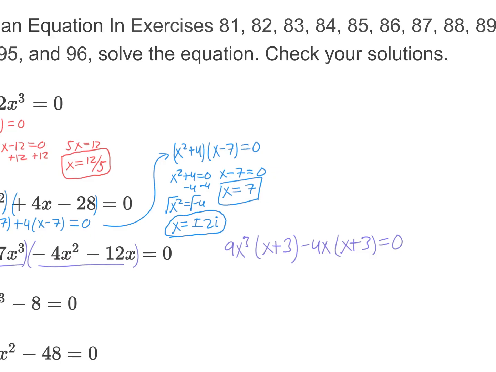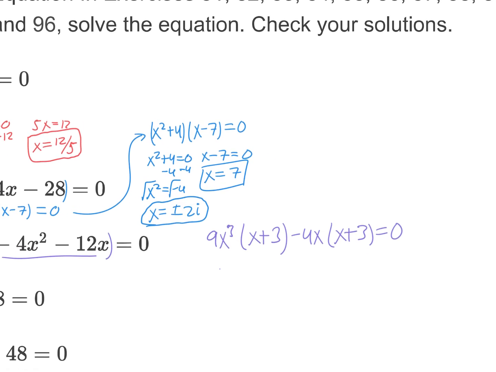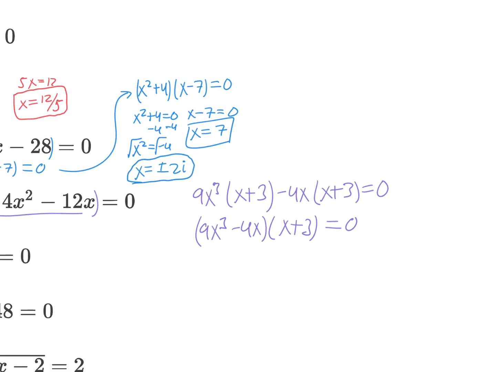All right? And so because my insides match, I can write 9x to the third minus 4x in one set of parentheses, and x plus 3 in another, equals 0. All right? And then hopefully now it's more obvious that in this set of parentheses, I can take out an x. And I'm left with a 9x squared minus 4 times x plus 3.